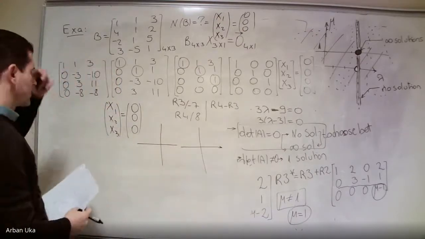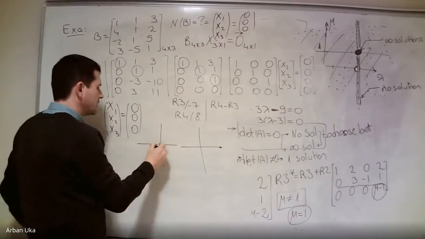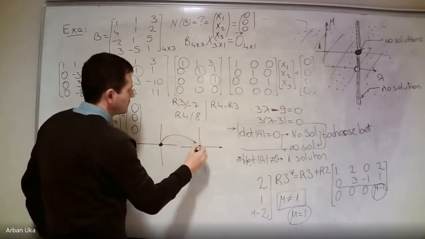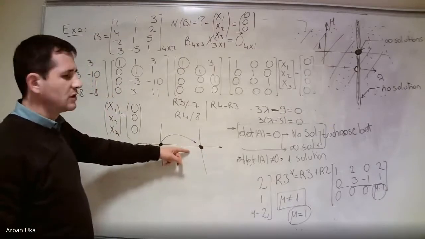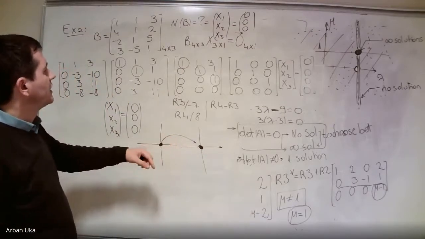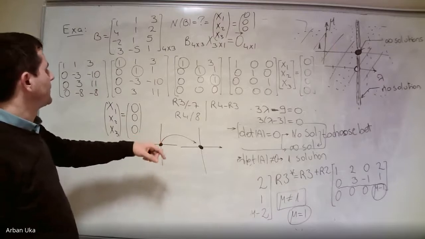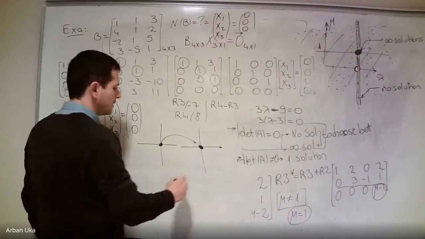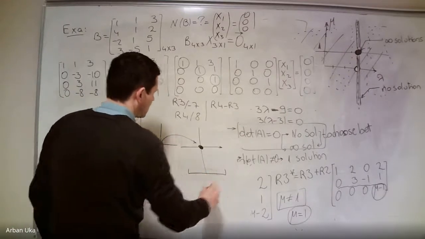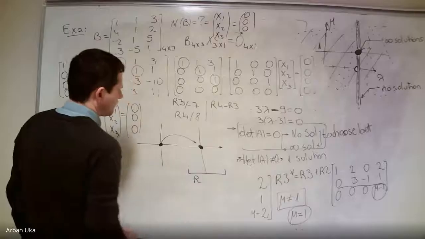So the null space would be a set of vectors. So we go here from a point 0 to another 0. For sure, this is not two-dimensional. Let's say the range. What is the range of this? Is it R4 or R3? R3, because we only have 3 variables.